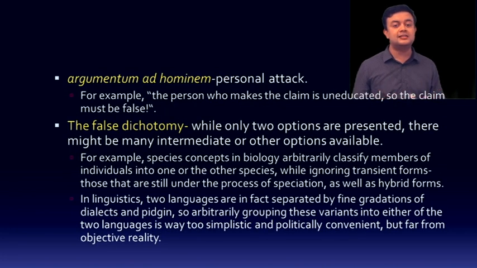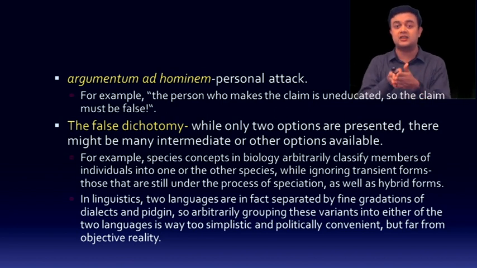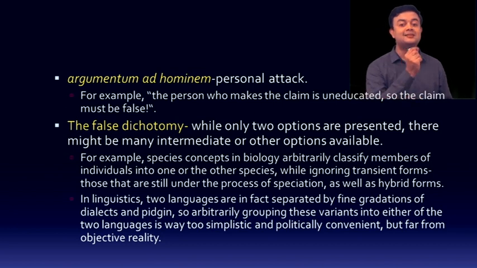Another logical fallacy is called argumentum ad hominem, or ad hominem fallacy. What is that? Ad hominem is personal attack. So instead of attacking the argument, you are attacking the proponent, whoever has actually put up that particular argument. One example is that the person who makes that claim is uneducated, so the claim must be false. So the person whoever is putting forth that particular scientific argument, just because the person is uneducated, does not mean that the argument is fallacious, right? That is ad hominem fallacy.